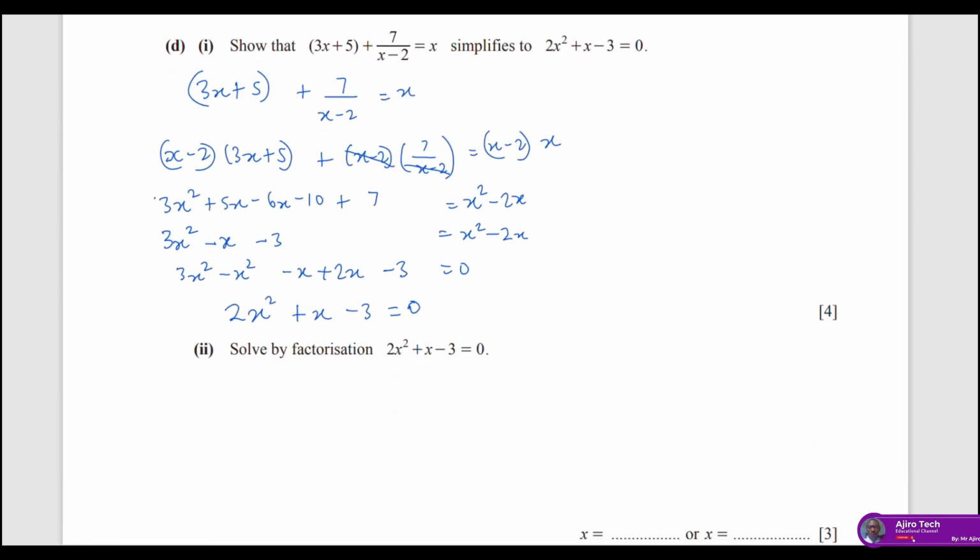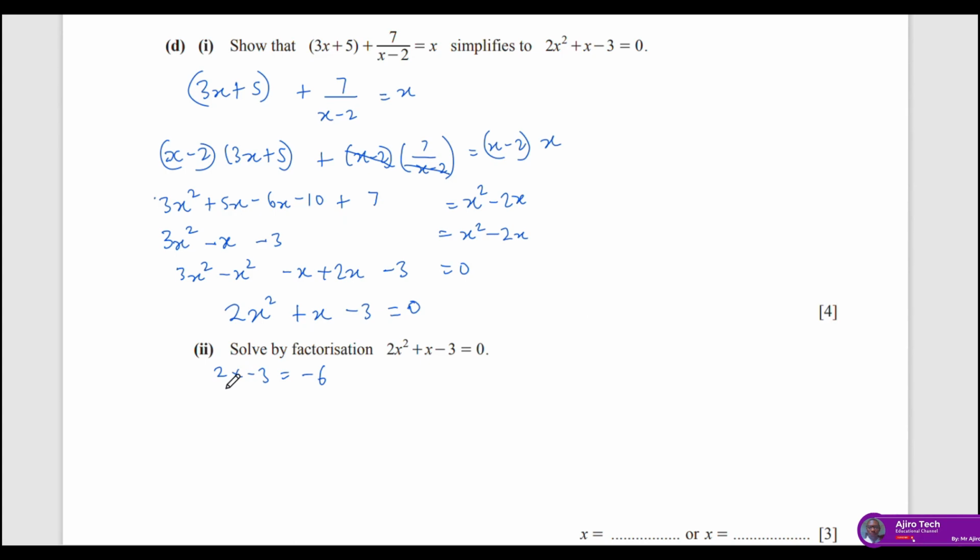Solve by factorizing. So I need two numbers that will multiply to give me 2 times, okay, 2 times minus 3 is minus 6. Two numbers that multiply to give me minus 6, but they will add up to give me plus 1. Two numbers of different signs because the first and the third are different signs. So those two numbers are of different signs, so that is minus 2 plus 3. So that means I'm going to use minus 2 plus 3.